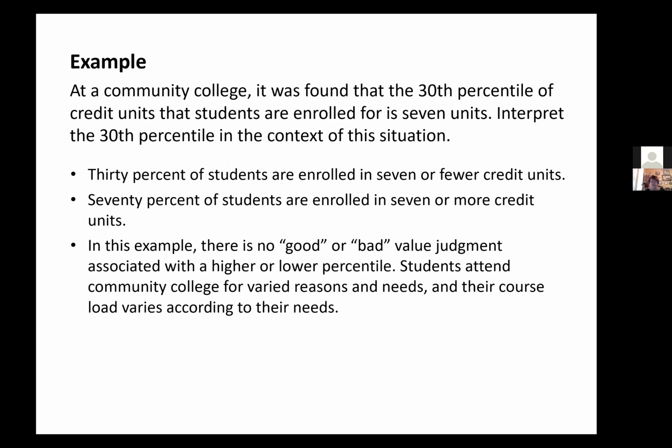At a community college, it was found that the 30th percentile of credit units that students are enrolled in is 7 units. Interpret the 30th percentile. That means 30% of the students are enrolled in 7 or fewer credit hours. That means 70% of your students are enrolled in more than 7 credit hours, and that might be a good thing. Maybe you want more students to be more than just part-time. If you want all your students to be part-time, maybe that's a bad thing. It just depends.